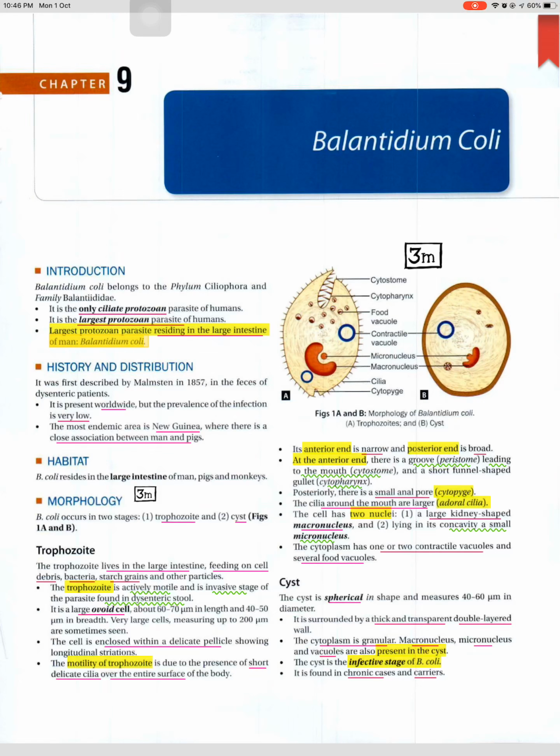Cyst. The cyst is spherical in shape and measures 40-60 micrometers in diameter. It is surrounded by a thick and transparent double-layered wall. The cytoplasm is granular. Macronucleus, micronucleus and vacuoles are also present in the cyst. The cyst is the infective stage of B. coli. It is found in chronic cases and carriers. Paniker's textbook of medical parasitology.